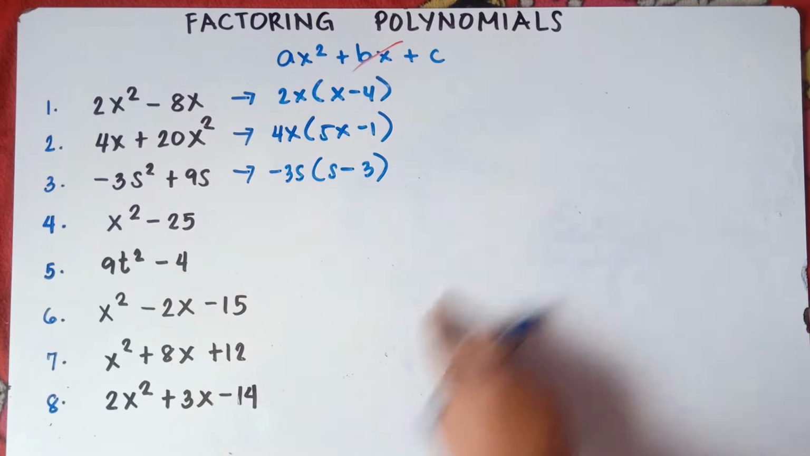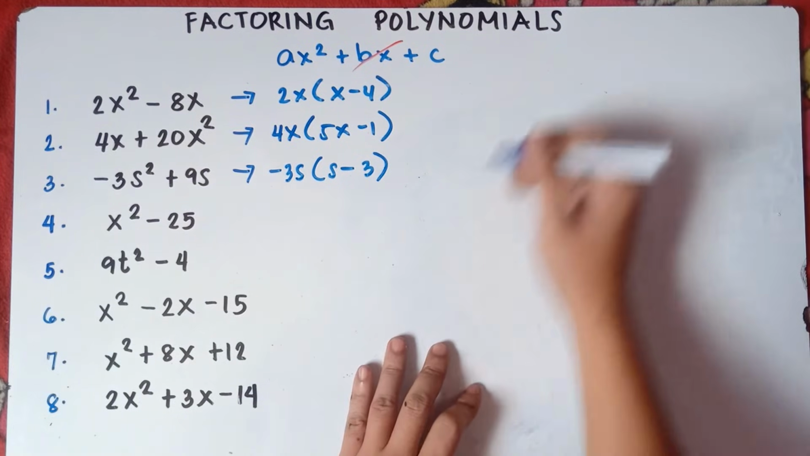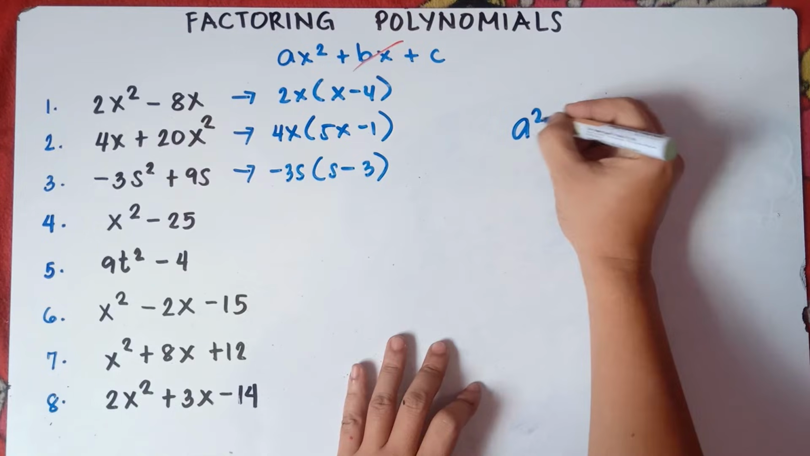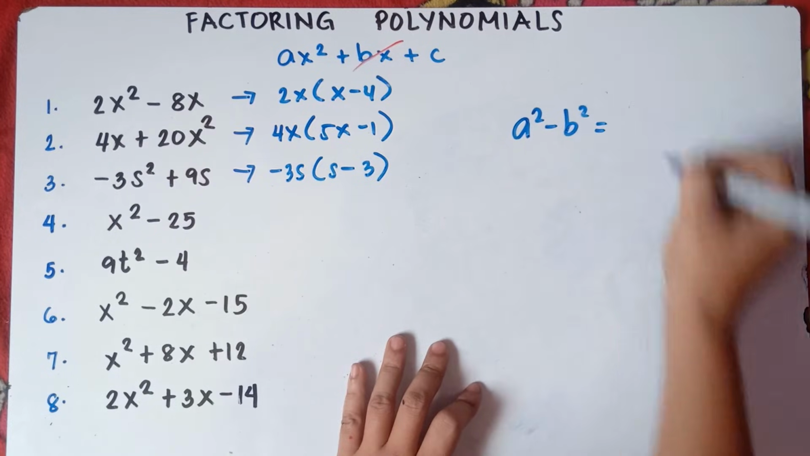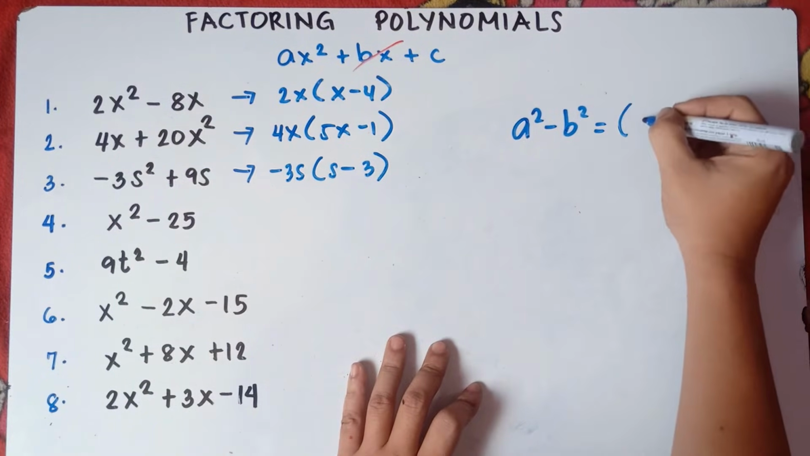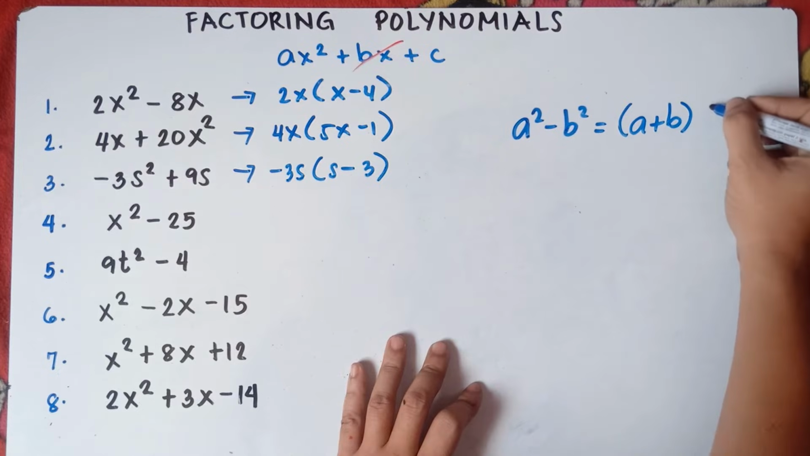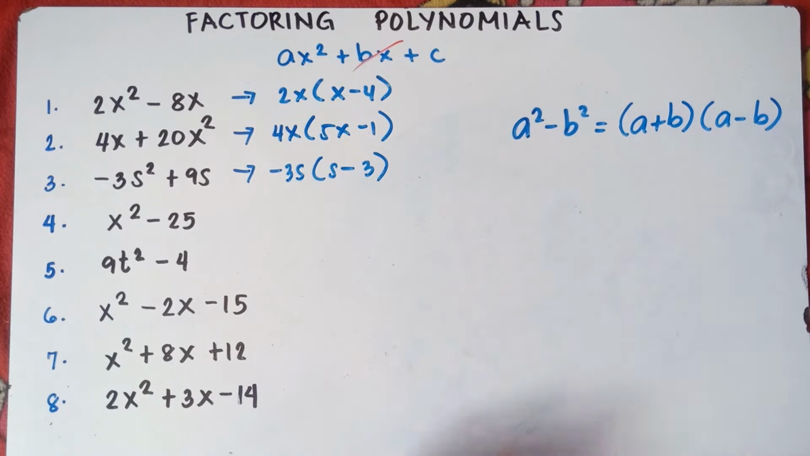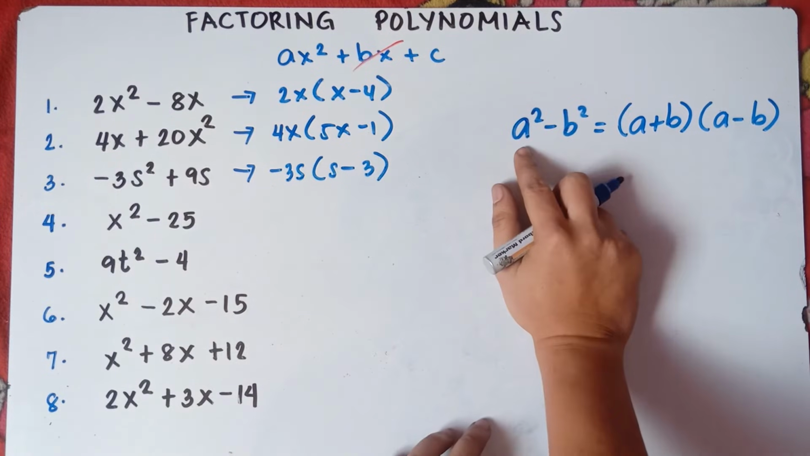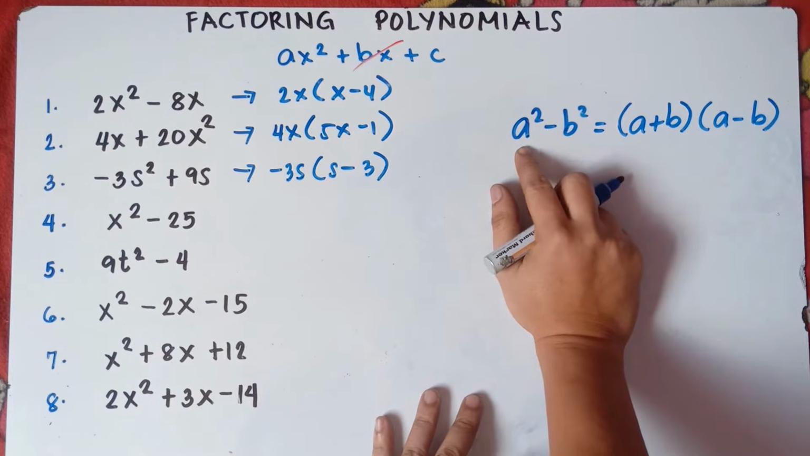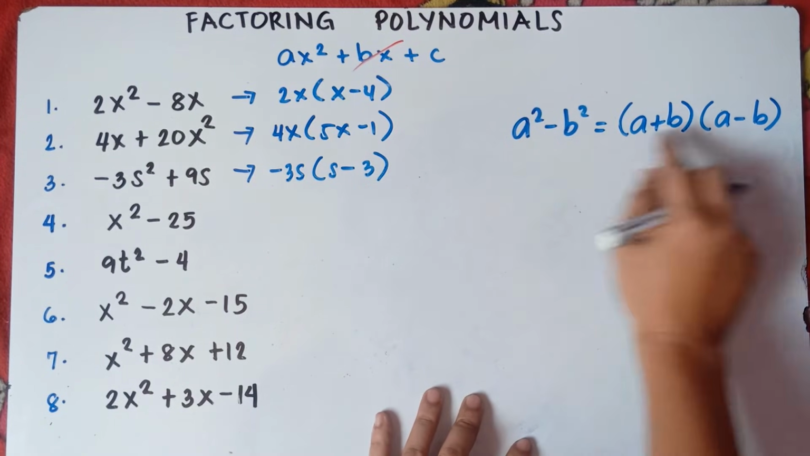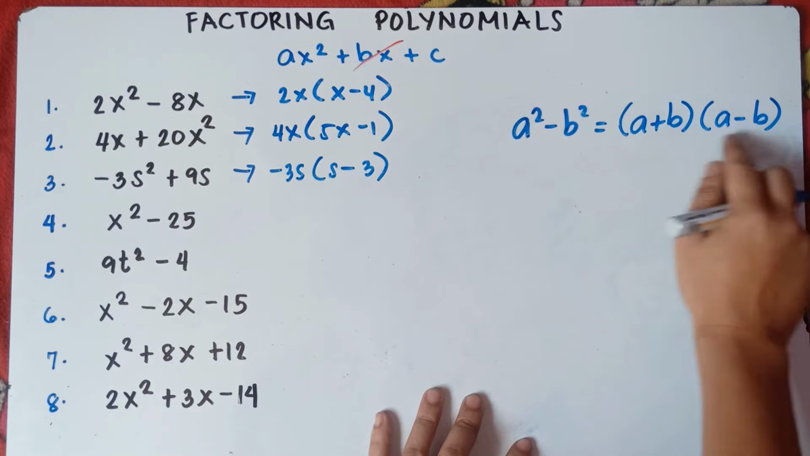by the difference of two squares. So this will be the equation, class, of the difference of two squares: a squared minus b squared. Our answer will be quantity a plus b, and then quantity a minus b. So it's easy, class. You just need to get the square root of the first term, that is a, and the square root of the last term, that would be b, and then you copy plus and minus.